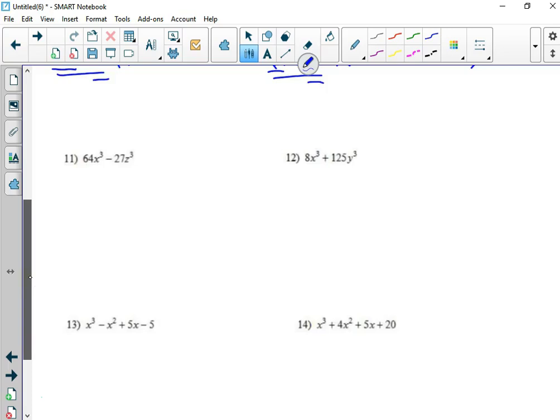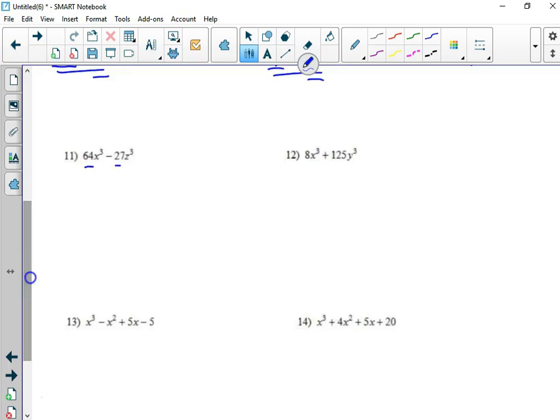Okay, another one. 64 is a perfect cube, so is 27. Cube root of 64, cube root of x cubed, cube root of 27, cube root of z cubed. Same, opposite, always positive. Square that, multiply them. Be careful with this, it's xz. Square that. That's it.